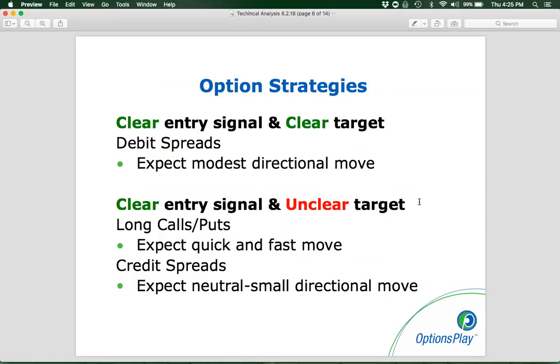Now, what I've done is I've broken down these three strategies into two separate categories. And these two categories are defined by the various different forms of technical analysis that we can use. So there's different forms of technical analysis. Some of them provide us with what I consider as a clear entry signal and a clear target price. And I'll talk a little bit about which forms of technical analysis provides us with that.